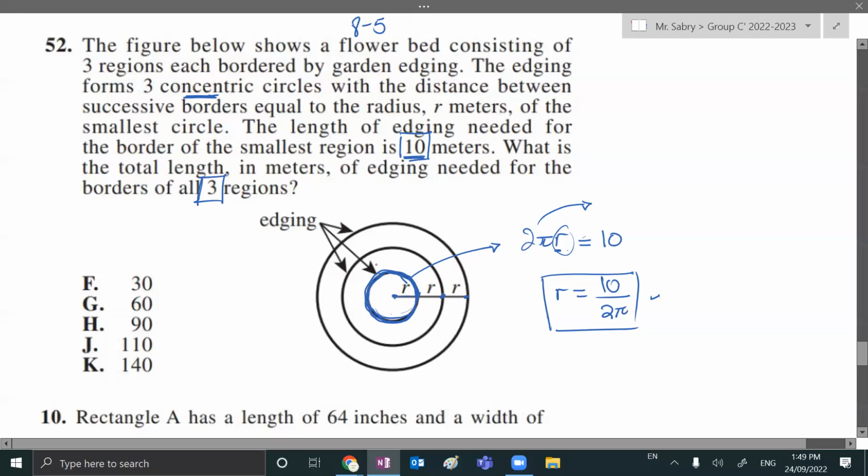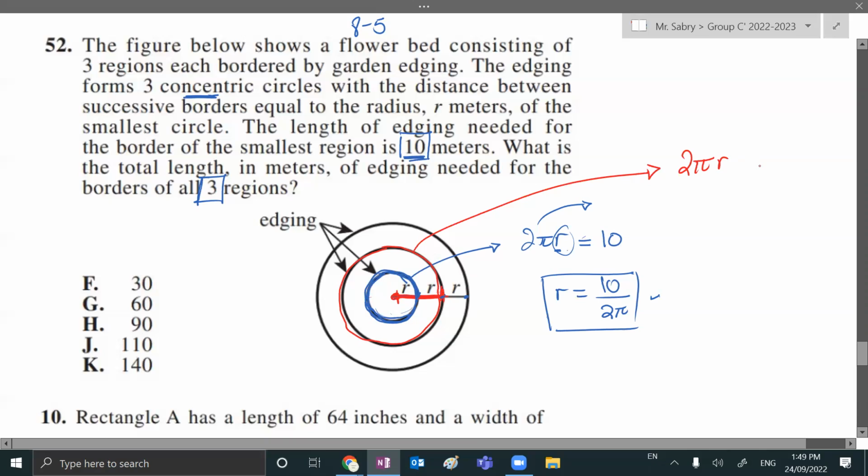So I got the edging of the smallest circle. Let's get the edging of the bigger one, this one. How do I calculate the circumference? The circumference should be 2 pi r. But here, the radius of the red circle is from here to here. This whole thing. So how much is the radius? If it's from here to there, is it 2r or one r? From here to there, that's 2r.